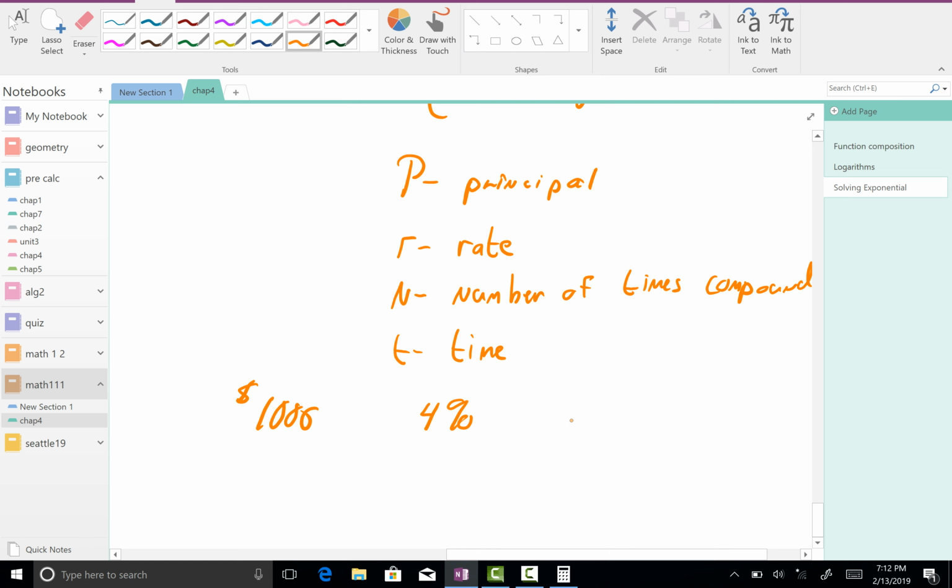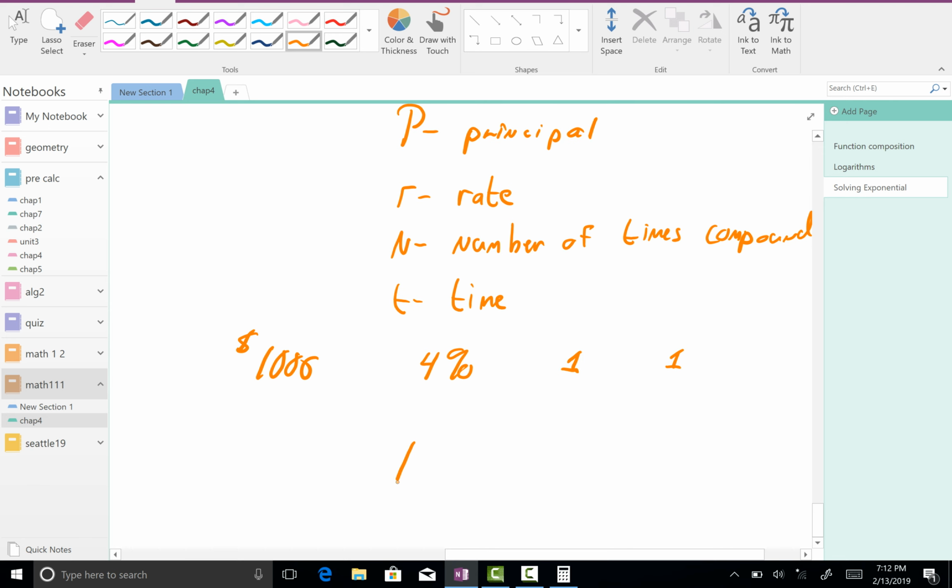4%. We'll go once a year. We'll just do 1 year. All right. So we're going to go 1,000. That's my principal. 1 plus. Change that rate to 0.04. Put a 1 in here, because it's compounded yearly. This would be annual, once a year. When you see the word annual, that's once a year.